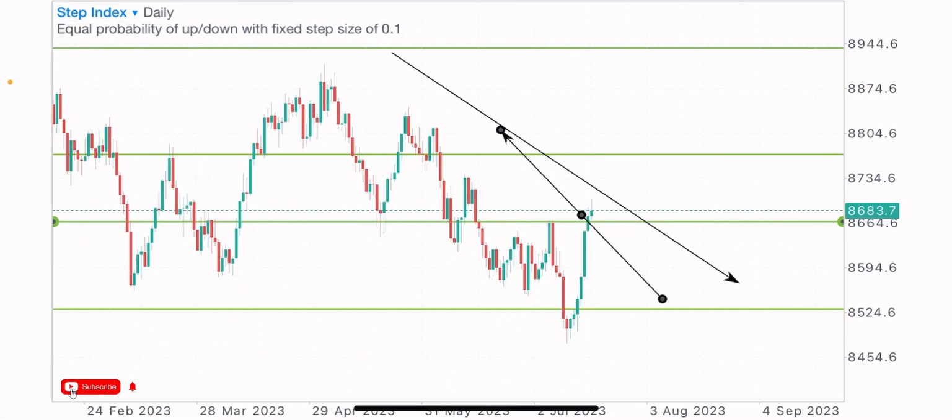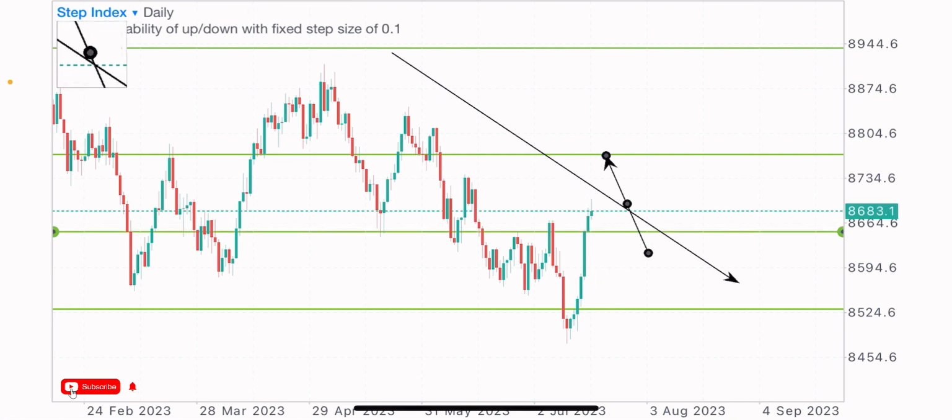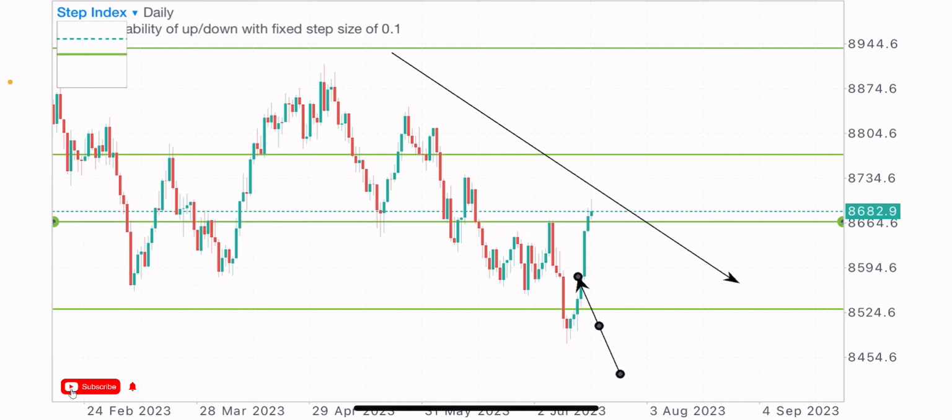And are we to call this a fake breakout of this level, or is this a proper retest on this level of resistance for a sell continuation to the downside? Is this a fake breakout, or are we getting a clear breakout, like a retest of this level for a buy continuation to the upside? So that's what we're looking for in this analysis.